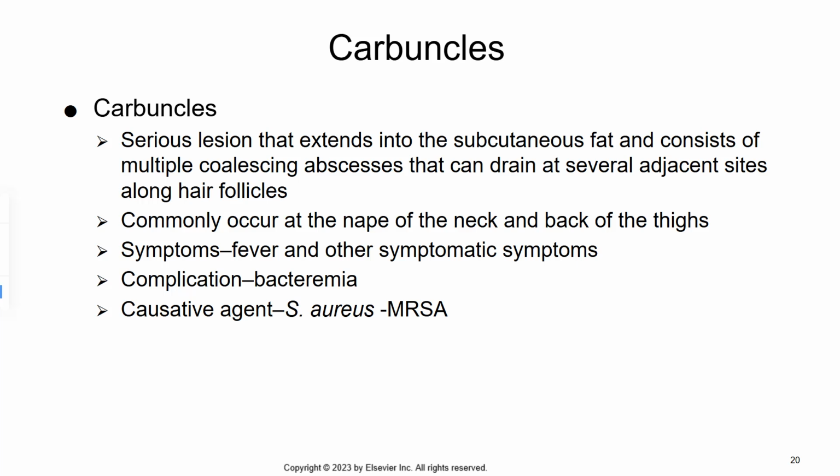Carbuncles are serious lesions that extend into the subcutaneous fat and consist of multiple coalescing abscesses that can drain at several adjacent sites along hair follicles. Commonly occur at the nape of the neck and the back of the thighs. Symptoms: fever and other systemic symptoms. Complications: this could lead to bacteremia, or bacteria in the blood. The causative agent is Staph aureus, particularly MRSA, which causes more serious cases.